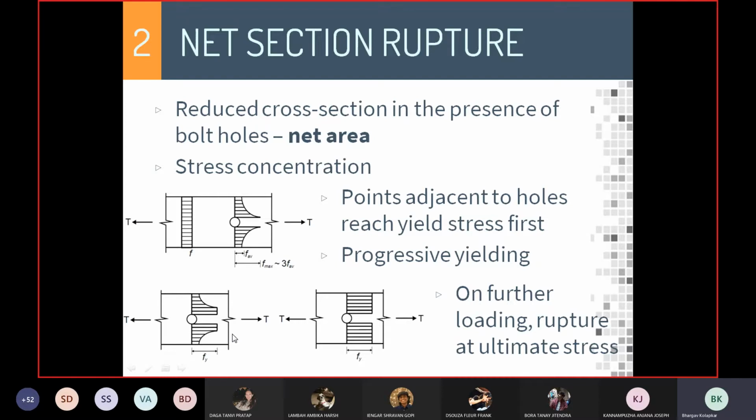When we load it further, the entire section would have yielded. But the rest of this particular section still has a lot of capacity. It has not reached yield stress. This section has, because it has a lesser net area. On loading it further, finally the stress in this entire section would reach Fu, and then it would rupture. And this phenomenon is called net section rupture.